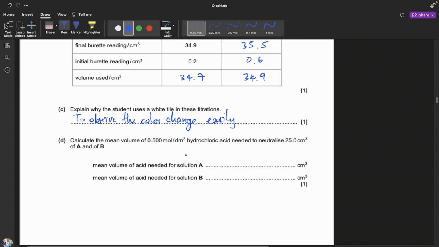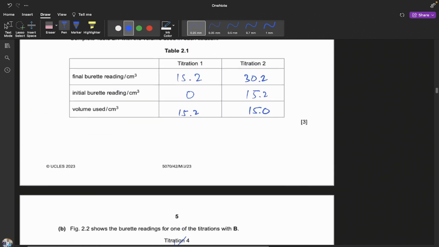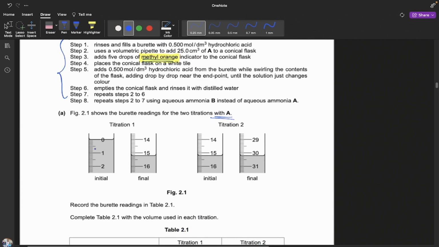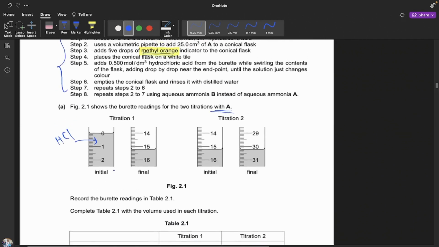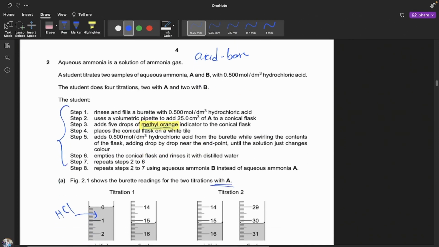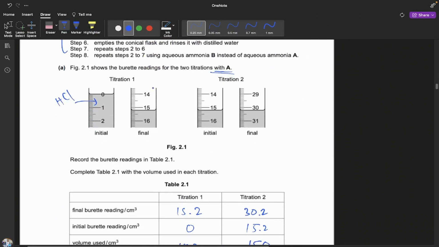Okay. Next one. When it is a white tile, the reference is much closer, so you can see the color change. If it is a different color background, it's very difficult to observe the color change. Okay. Calculate the mean value of the volume of hydrochloric acid neutralized. Remember, in the burette they are using the hydrochloric acid, HCl, and in the bottom flask they have the ammonia samples.